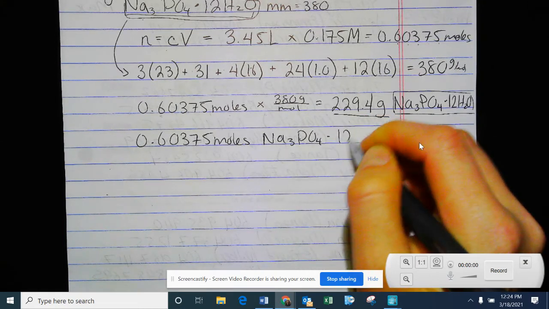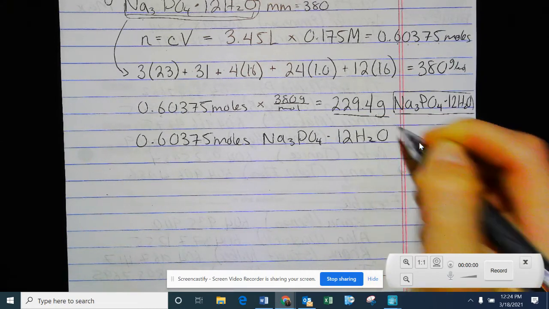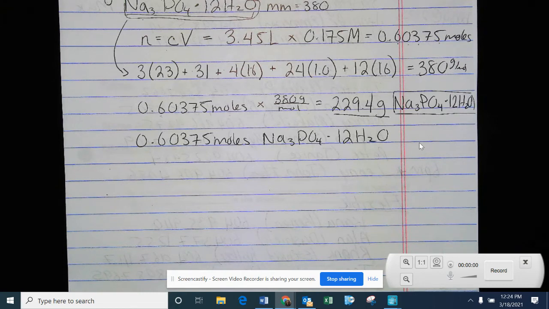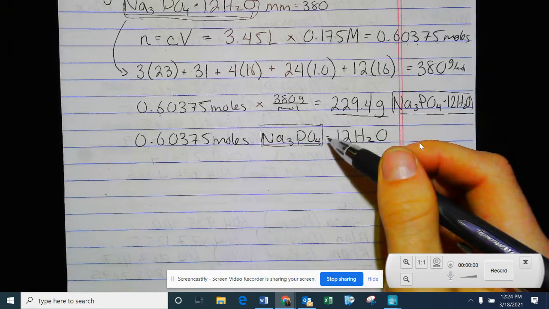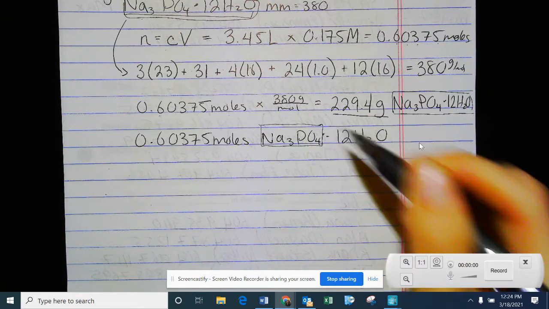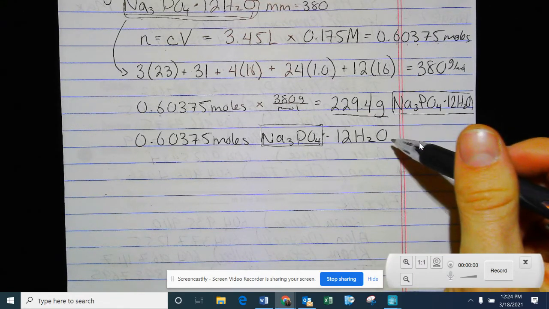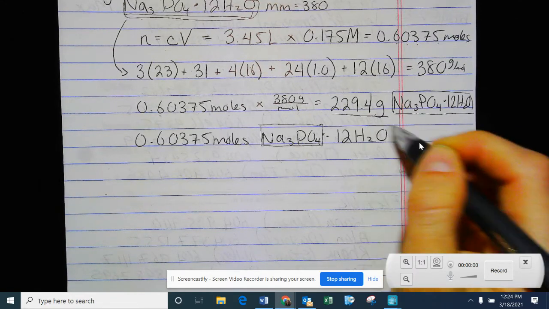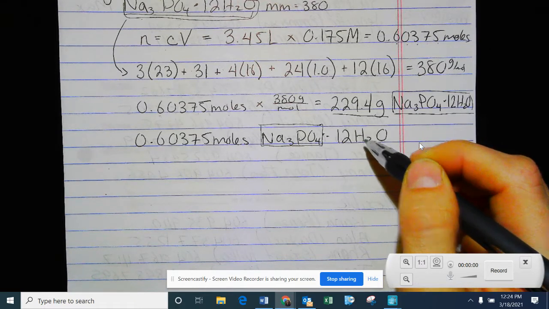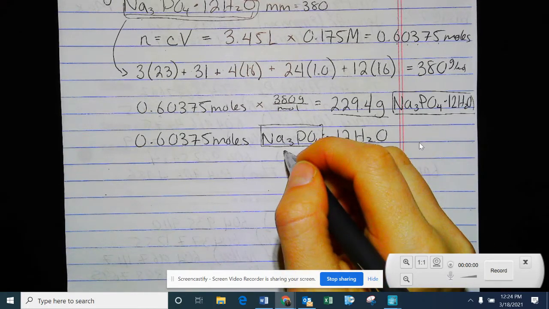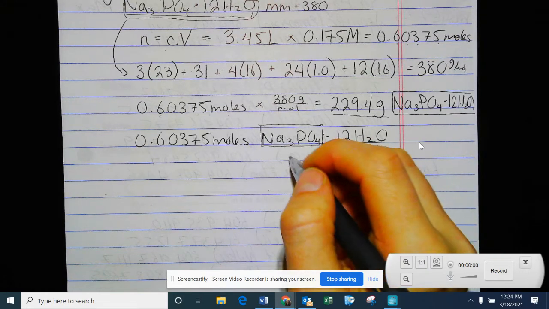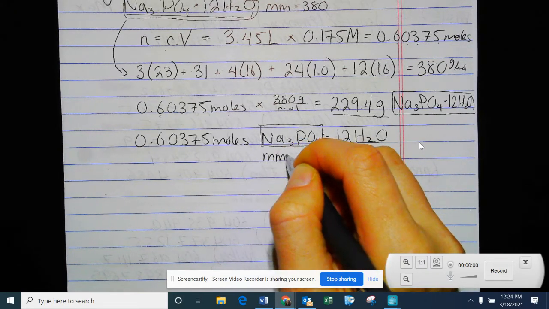PO4, 12H2O. But if we're only looking for this one, we can just use the molar mass of that. We don't need to use the molar mass of the whole thing, because that's going to give us the mass of the entire thing, not just the mass of the sodium phosphate. So I'm going to find the molar mass of sodium phosphate, which is going to be a lot easier than that other one.